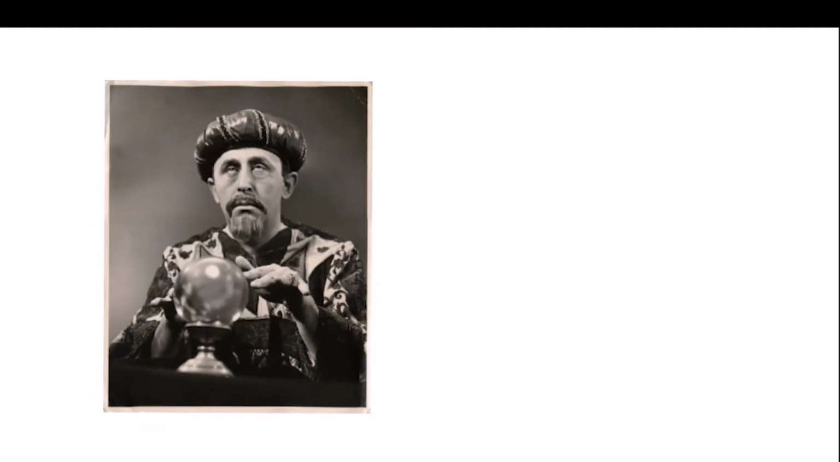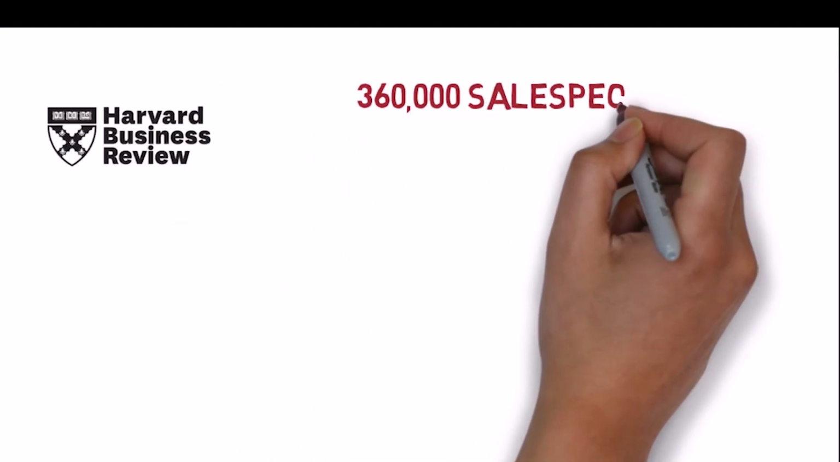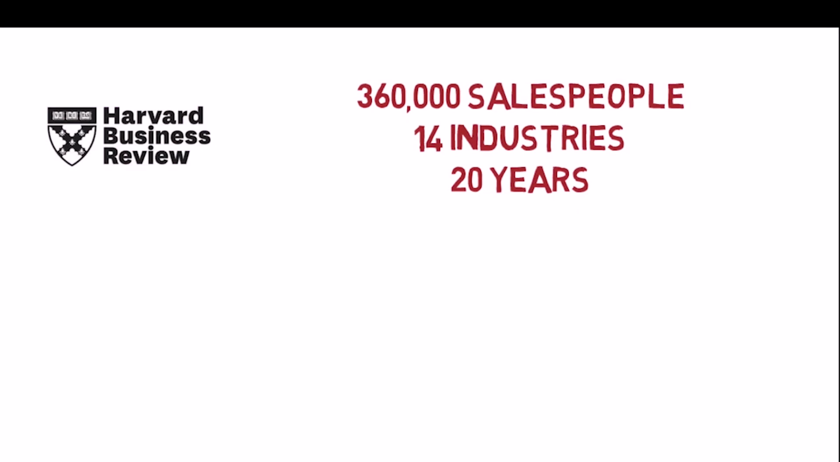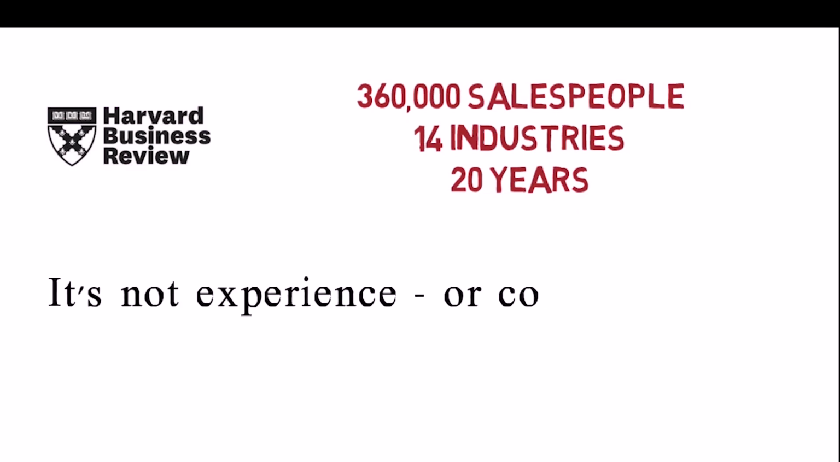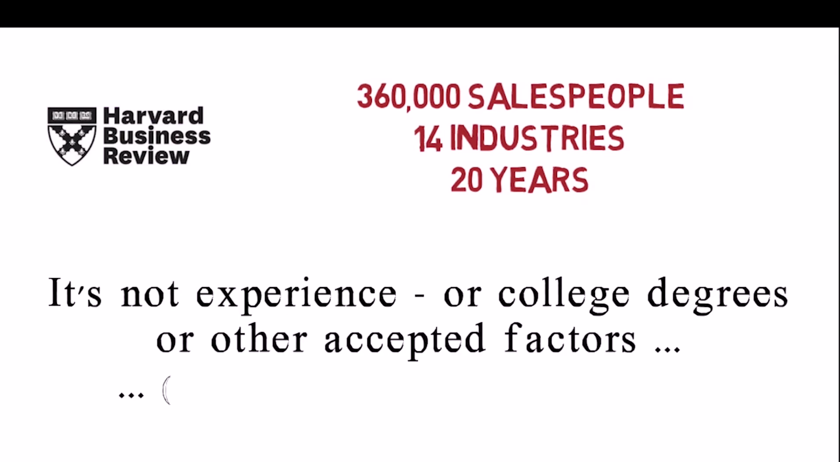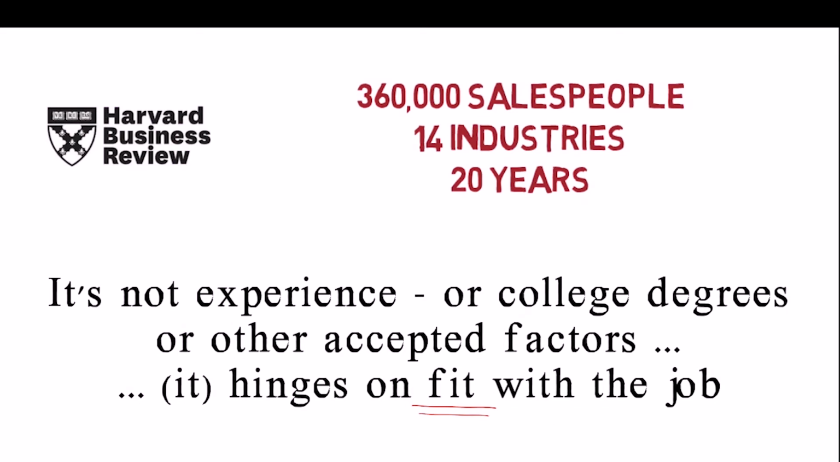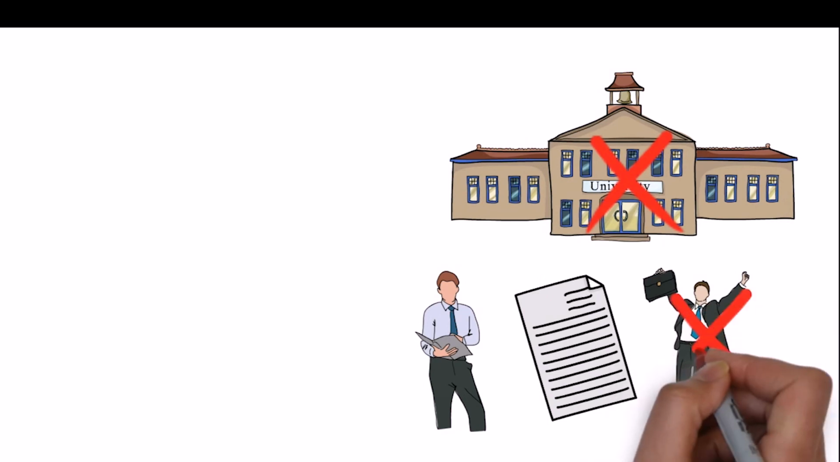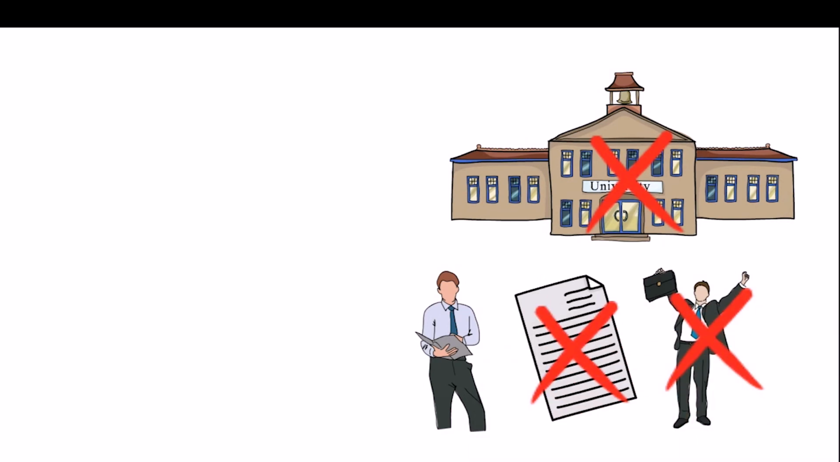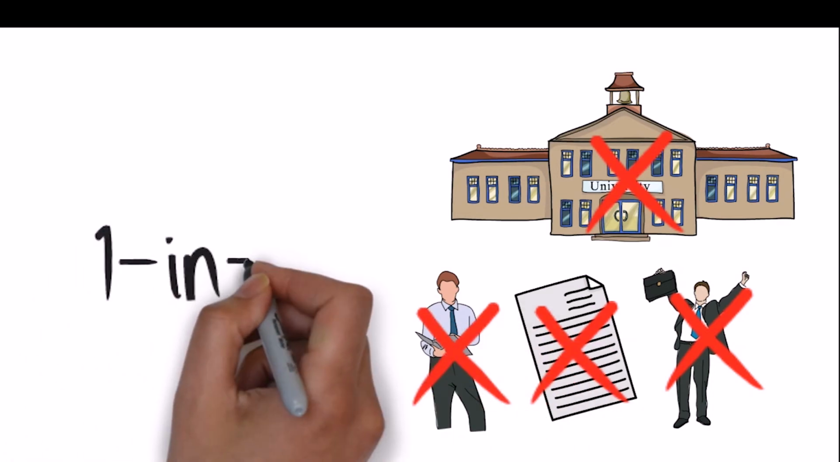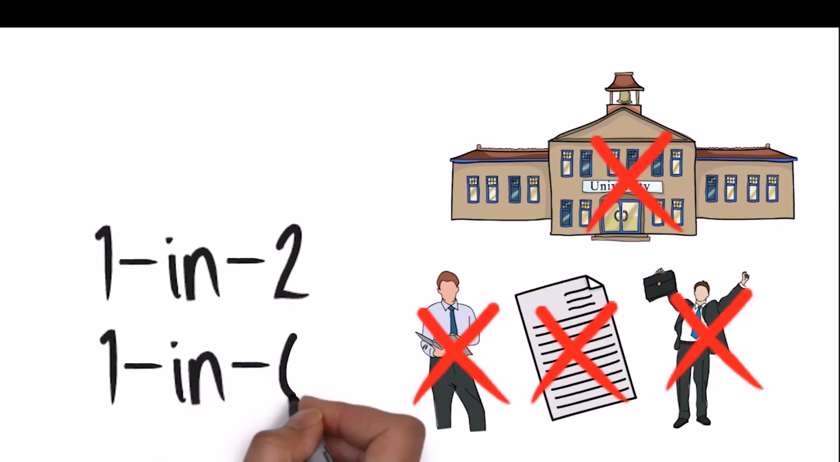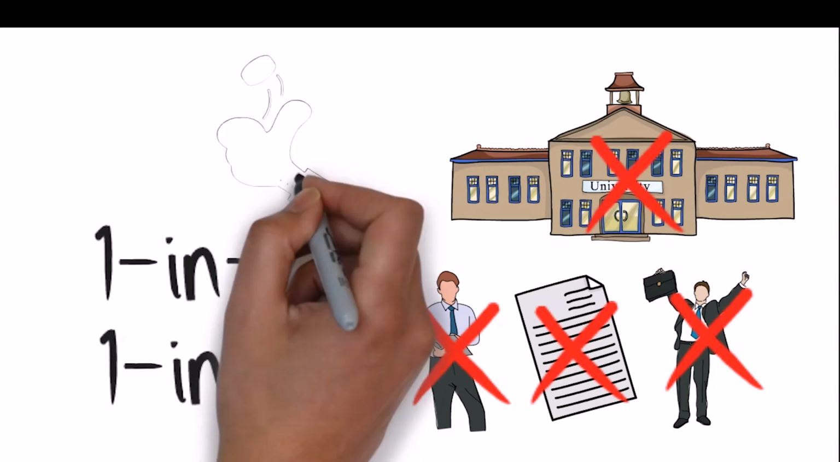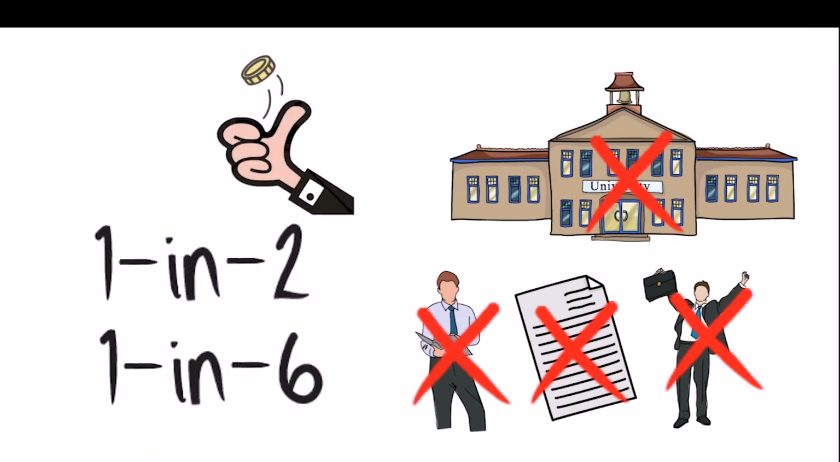It has been proven that the most reliable, most predictable factor in high job performance is job match. Harvard Business Review put it like this after following 360,000 salespeople in 14 industries for 20 years. It's not experience or college degrees or other accepted factors. It hinges on fit with the job. So that means it is not education and not past success on someone else's sales team, not resume and not clever interviewing. And studies show that relying on those indicators or methods nets a 1 in 2 to 1 in 6 chance of hiring your next top performer. At a 1 in 2 chance, that's the same as flipping a coin.